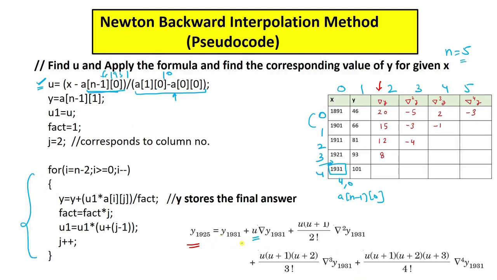Now here you can see this is the application of our formula. So what this formula is actually doing, this formula is starting from here. Okay, this is actually adding all these terms starting from here. This the initial value y of 1931, that is 101. This I'm saving here. So y is actually a of n minus 1, 1. That means this is 101. A n minus 1 means this is 4, and this is the first column. So 4 comma 1, right? So this is 101. Okay, so my final answer will actually be getting saved inside this y only.